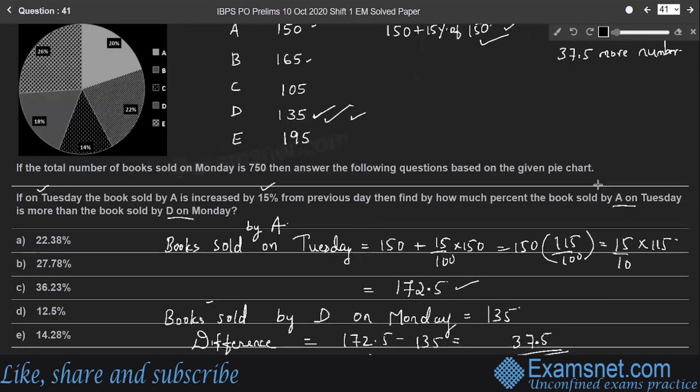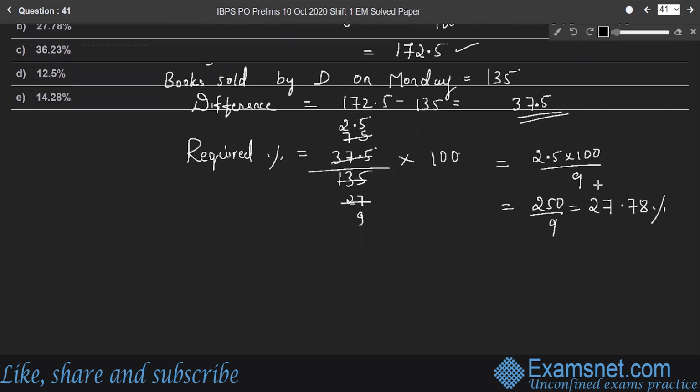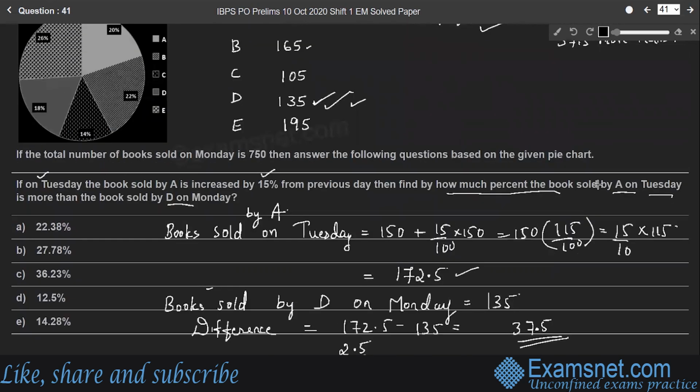Therefore, the percentage, the books sold by A on Tuesday is 27.78% more than the books sold by D, right? Therefore, option B is the right answer.